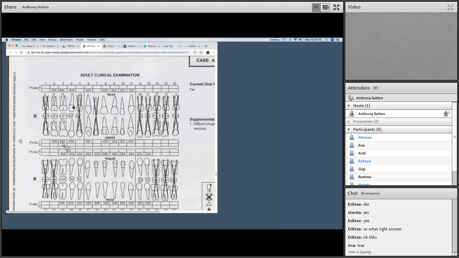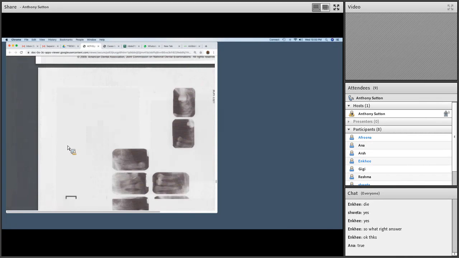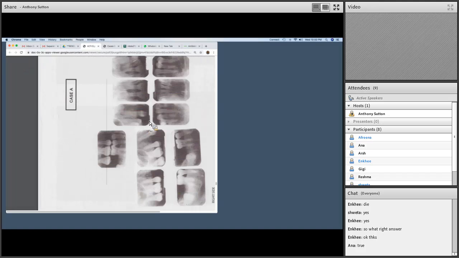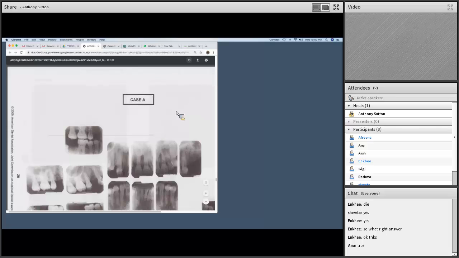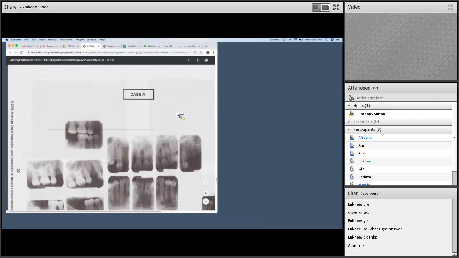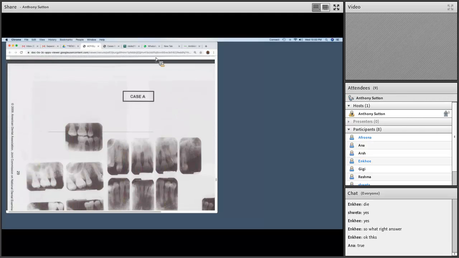So on the distal of tooth number 2, we have a pocket. I can see it on the perio charting. In between 2 and 3, it looks pretty normal on the perio charting. Let's look on the X-ray. On the X-ray, I don't know if I see that. I don't see vertical bone loss distal to number 2.